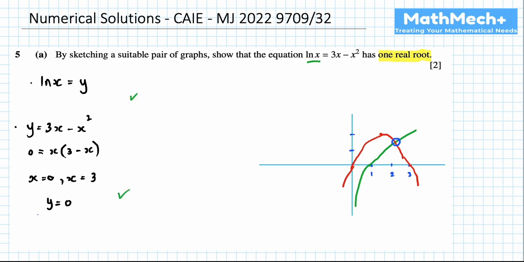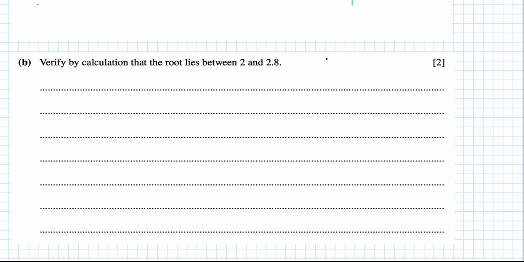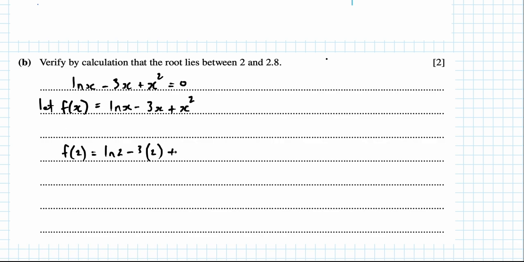by sketching the suitable pair of graphs. Ln x, natural log, ln, people call it different things. Make them equal to each other, our two equations there, and now we're going to plug in the values of 2 and 2.8 and pop it in your calculator.